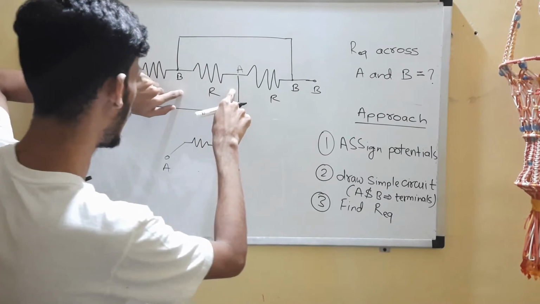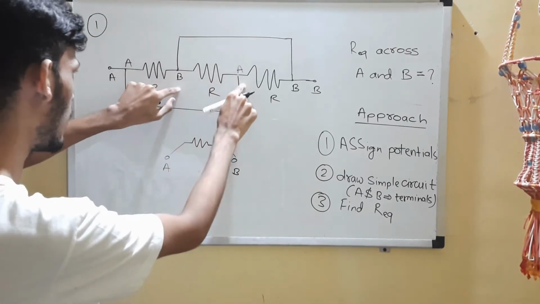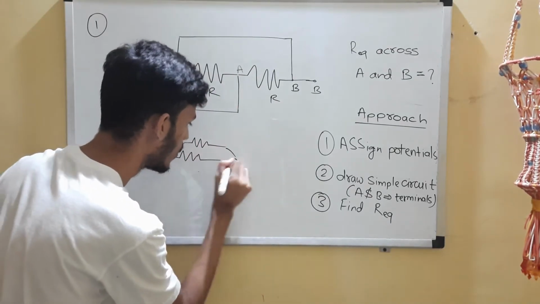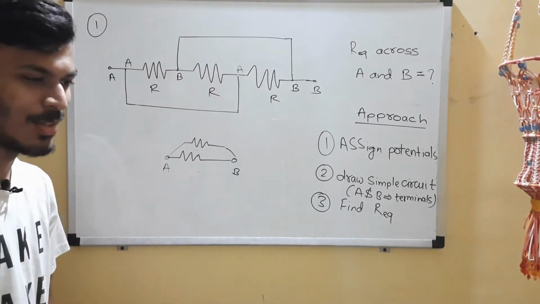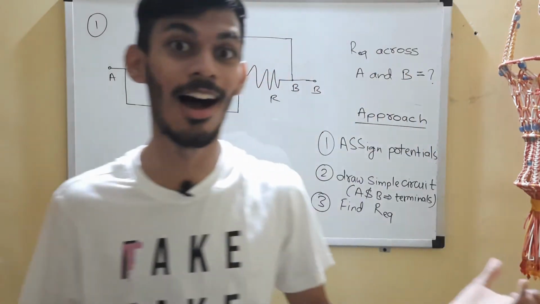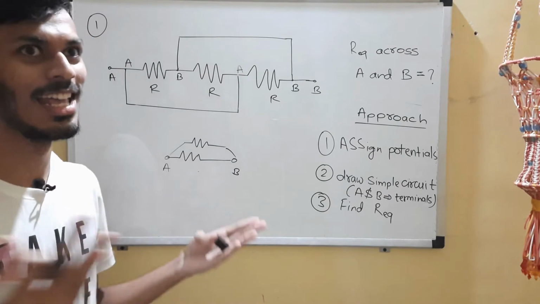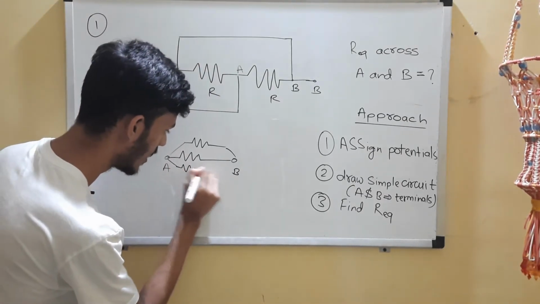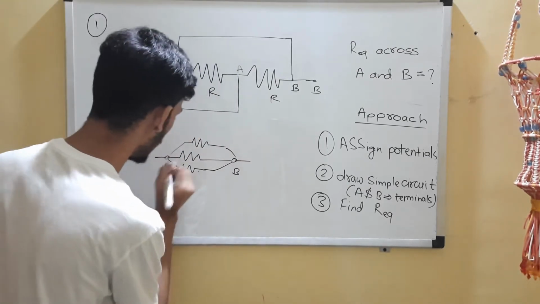This resistor is again between A and B, right? You just flip it. This is again between A and B, right? So you draw it over here. Okay, so if you see, all three of them are between A and B, A and B, A and B, right? So it means that they are across the same potential or they are in parallel combination. Though they seem to be in series combination, they are in parallel combination, right? So this resistor is also between A and B. So this is how you draw a simple circuit.